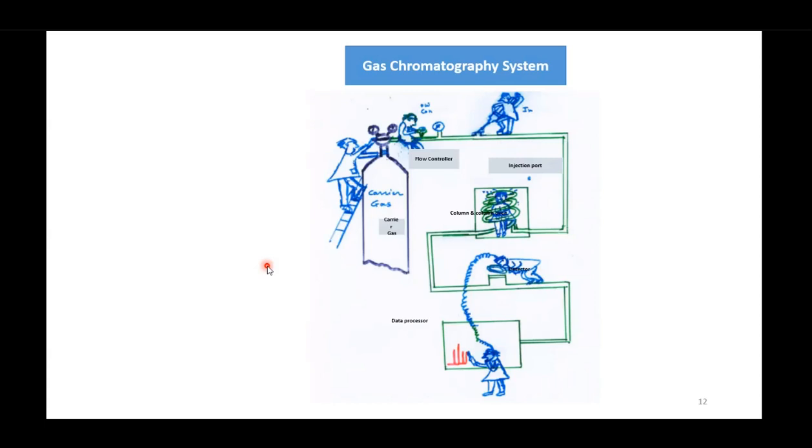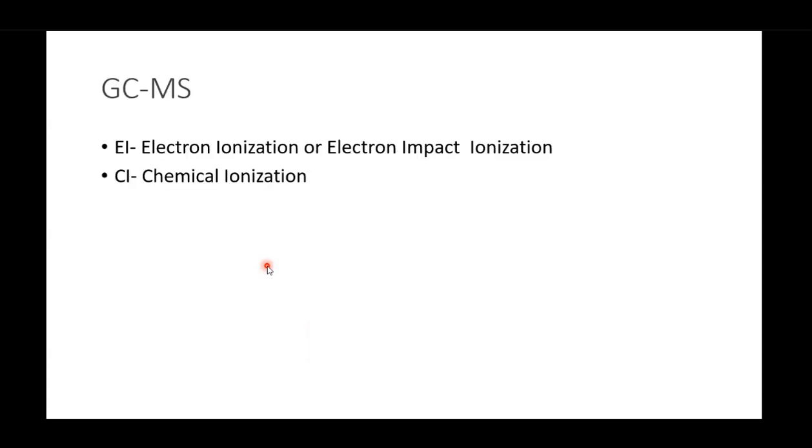So this is about GC. I'm not going to talk about it. We have techniques called electron ionization and chemical ionization. These are the two techniques which are used for GCMS. We'll quickly go through them.